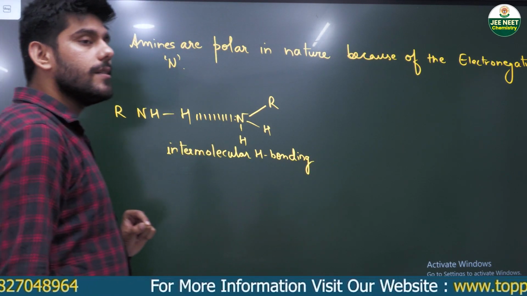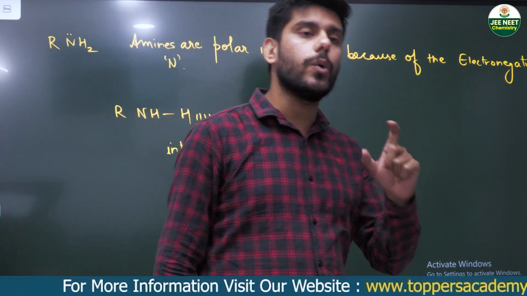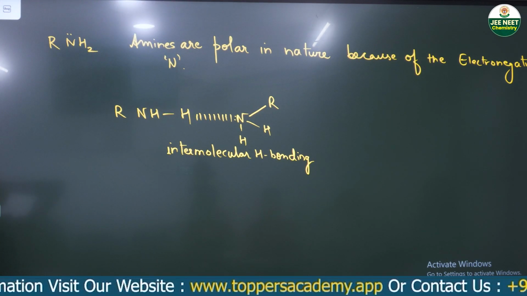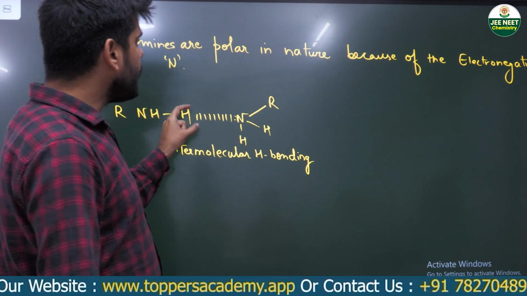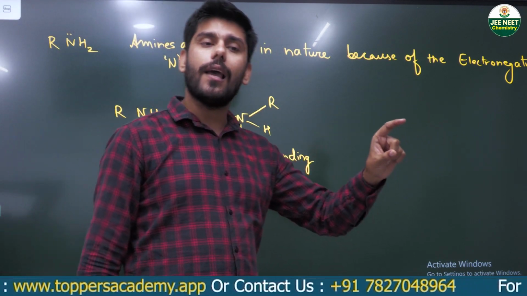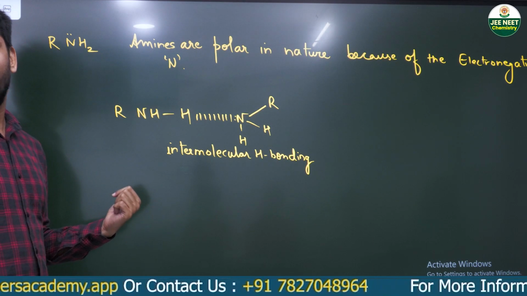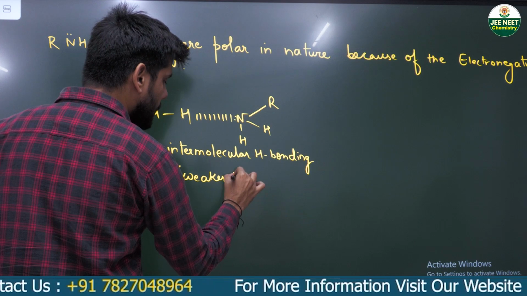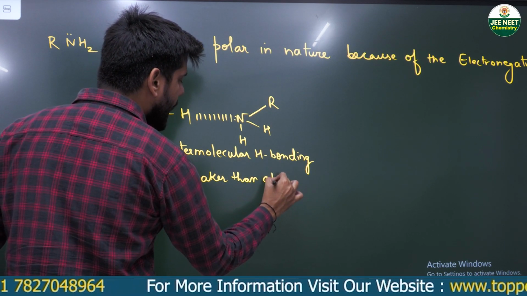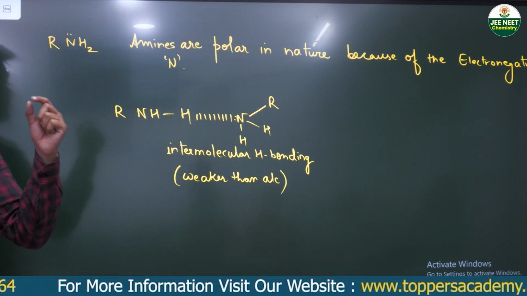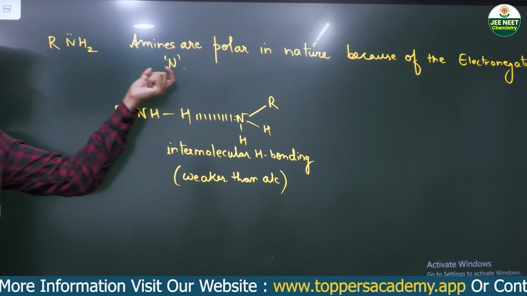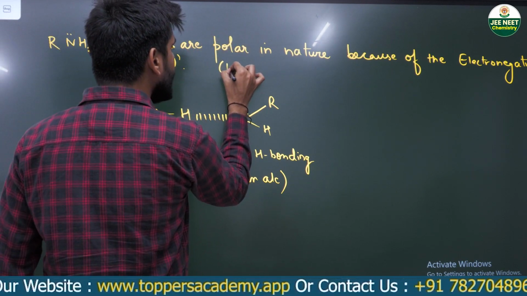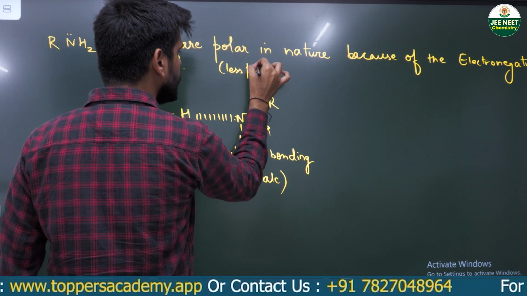Now we also discussed such type of bonding in alcohols. If you remember, alcohols also undergo intermolecular hydrogen bonding. So when I compare it with the hydrogen bonding in alcohols, can I say this is weaker? Why? Because alcohols are more polar than amines. Yes, amines are polar, but they are less polar than alcohols.